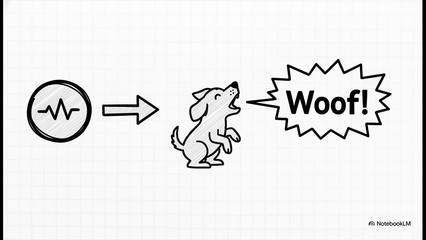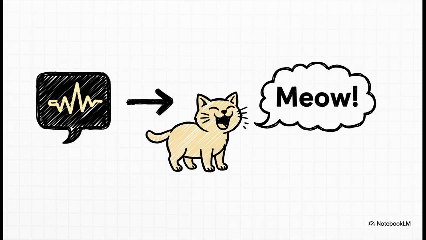The action we asked for was general, but the result, the form it took, was unique to the dog. And what if you give that exact same command, make a sound, to a cat? You get a totally different result. Meow. And this right here is the whole idea in a nutshell. We have one action, make a sound, but it results in many different forms depending on who we're talking to. One action, many forms. That's polymorphism.